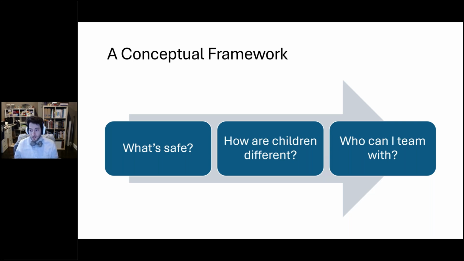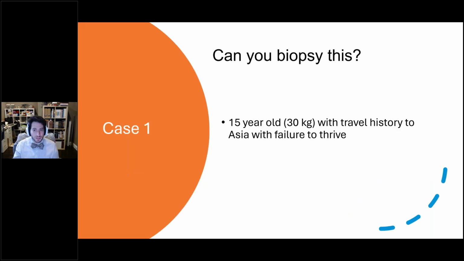What are their differences in terms of disease and pathophysiology, and how do I have to account for that for my pre-procedural planning? And finally, knowing that, how can I make this safe? How are children different? Who should I be teaming with, both in the operating room and outside of it, to better care for these children?